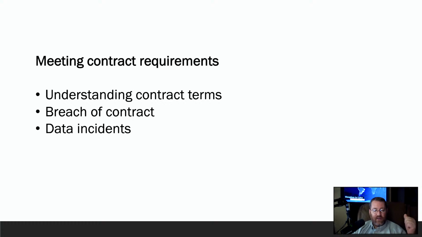Make sure that if there's a data incident, who are they going to contact? How are they going to contact? When are they going to contact? Because that's critically important.